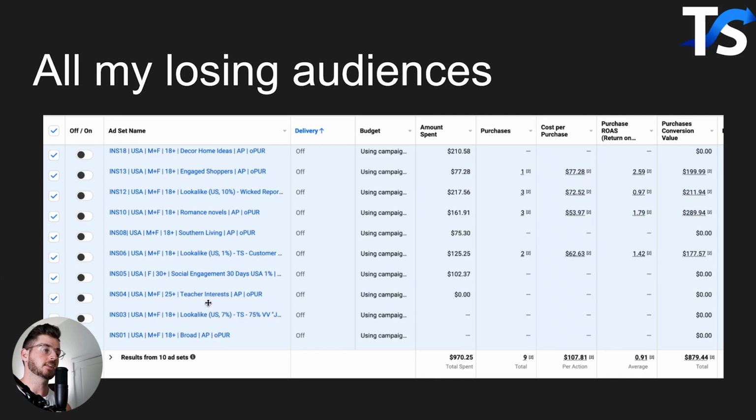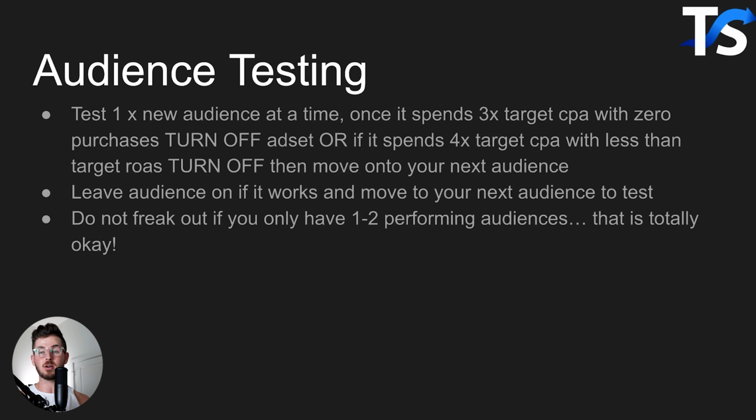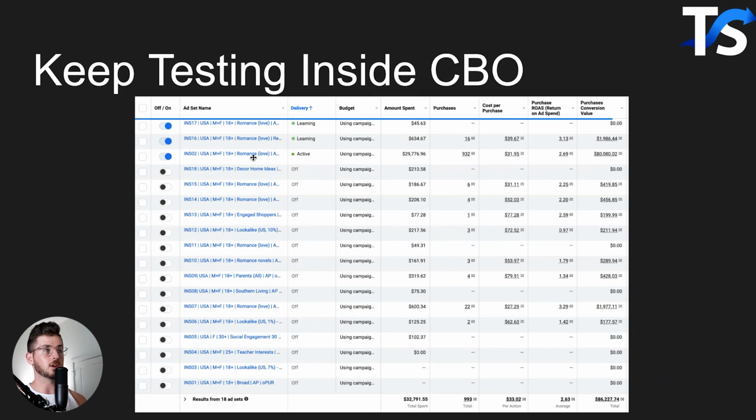And then what we've done is we've tested a whole bunch of different other audiences. Engaged shoppers, lookalikes, romance novels, just slightly different romance variations. Southern living, social engagement 30 days, lookalike 1%, teacher interest, broad, engaged shoppers. We've tested a lot of different audiences, and this is another clear example where you're going to test a lot and you'll have a lot of losers, and that is okay because you only need 1 or 2 big audiences to scale an ad account. There's a limiting belief out there that you need 20 different profitable audiences to scale an ad account. Realistically, all you need is 2 or 3 really big ones, and that is it. Right now, we're spending $1,500 a day on this ad account, and we only have 1 audience. That's it.